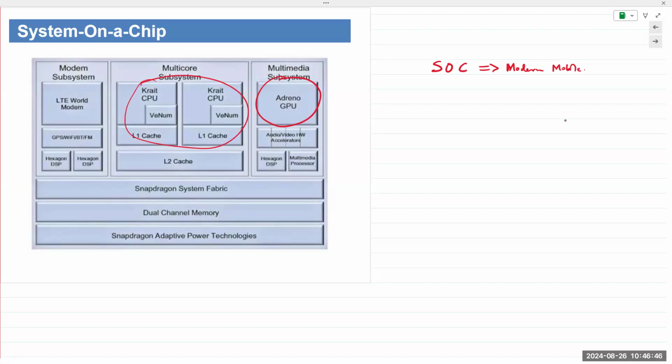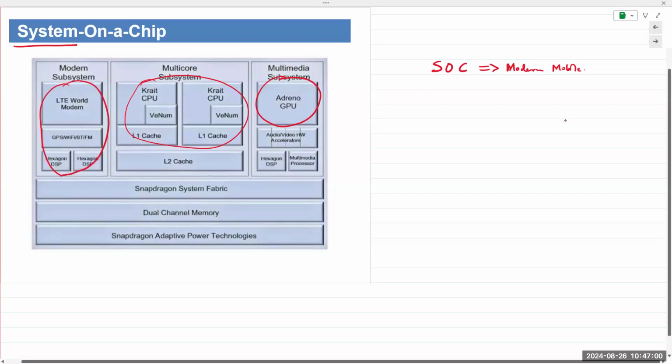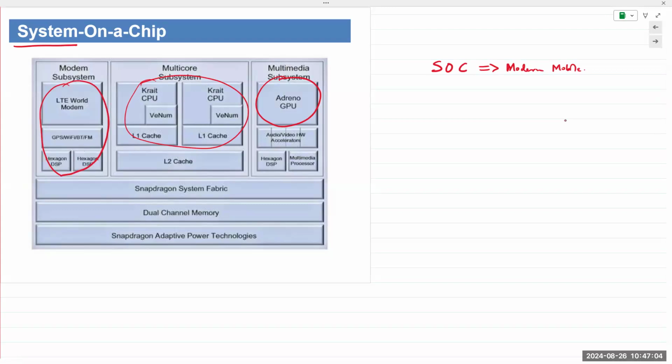And hence, it is known as a system on a chip, SoC. So most mobile devices nowadays have the CPU, the GPU, the memory, and more importantly, the modems that it needs to communicate with the outside world, all on one single chip. And those are known as SoCs.